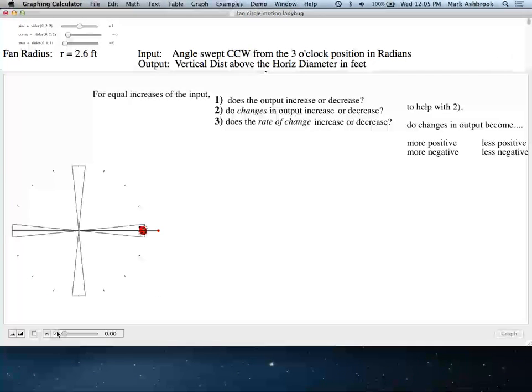So we had started to explore the covariation of these two quantities, and this was our means of doing that, right? We ask for equal changes in the input, which in this case is the angle. We're asking, first of all, what does the output do? So let's look at this first quadrant of rotation.